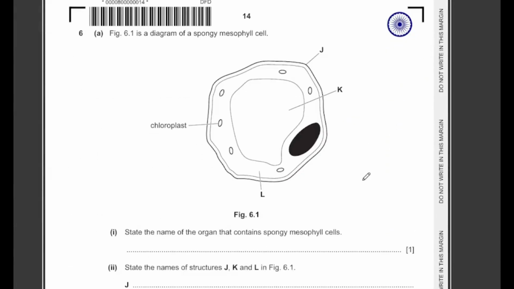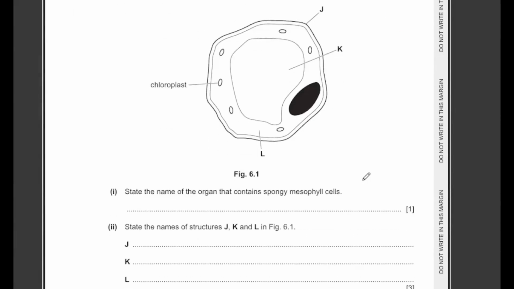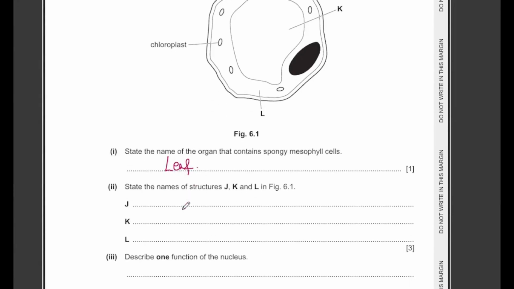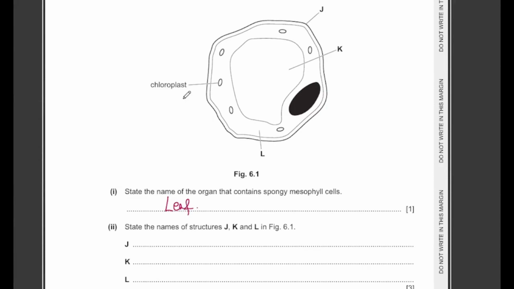Okay, moving to the 6th one. Figure 6.1 is a diagram of a spongy mesophyll cell. State the name of the organ that contains spongy mesophyll cells. This is related to your leaf, plants nutrition, plant transport topic. Okay, mesophyll cells are present in the leaf. There are other mesophyll cells, for example palisade mesophyll cells, right? Now you can see chloroplast is very low in this, but in palisade mesophyll cells they are very high.